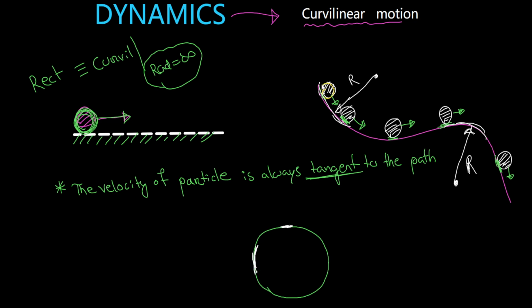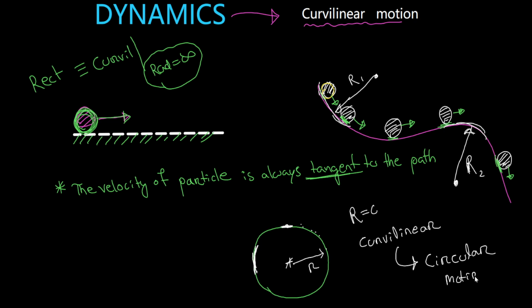This one is a generalized curve, which means the radius is not constant throughout. The radius is varying from location to location. If you talk about this one, at every location the radius is constant. So whenever the radius is constant, the curvilinear motion will be called circular motion. This is the special case, circular motion. So the particle is moving in a curvilinear motion with a varying radius, but in the case of circular motion, the radius is constant.